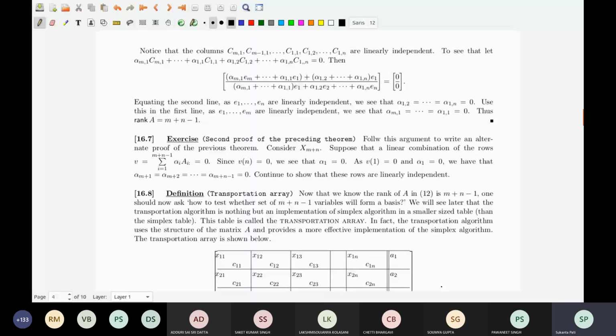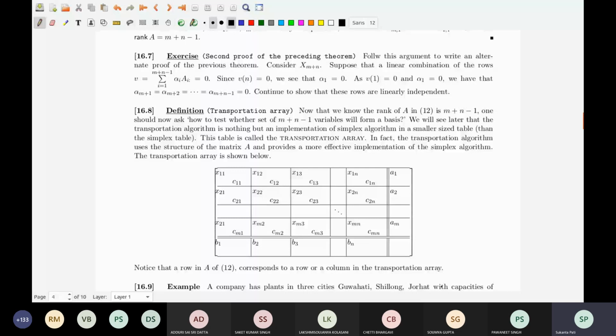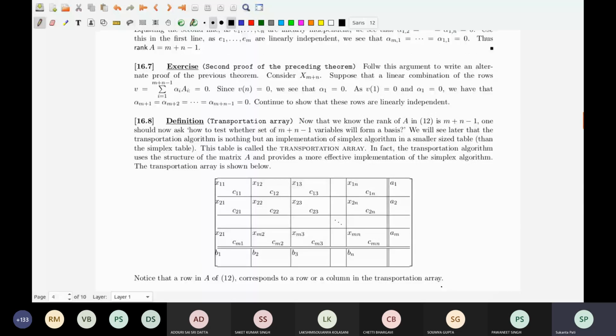Next, the problem table. How do I write the problem table? This is kind of two-dimensional: x1,1, x1,2, m many variables, where the variables themselves are present as matrices. So how do I write it? The transportation array is an efficient way of representing a transportation problem.